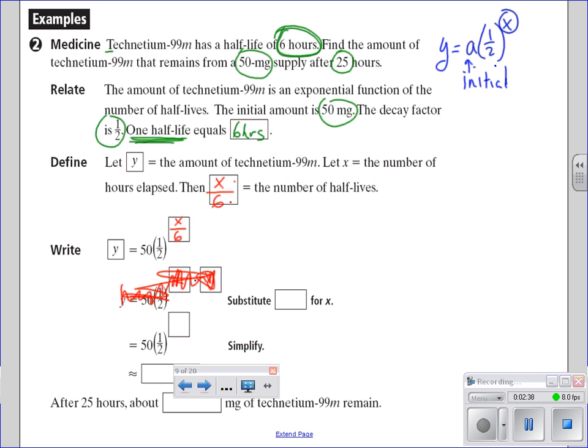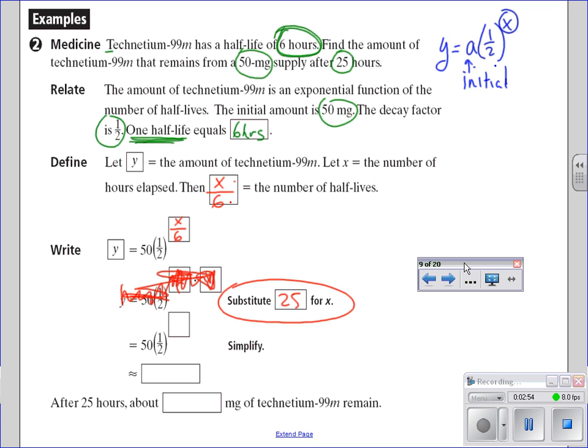Now, what are we going to substitute for x? x is the number of hours we watched. How many hours did we watch? We watched for 25 hours. So it makes sense that this would be 25 over 6. Again, does it make sense? If I put my lab coat on for 25 hours and every 6 hours it got chopped in half, I would expect it to get chopped 4 times.